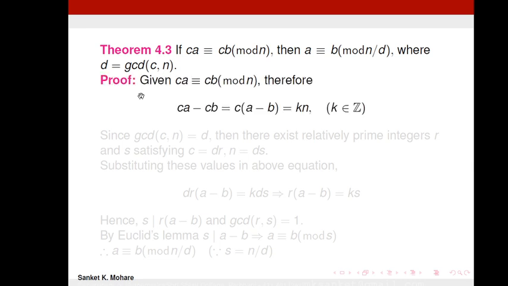Let's have the proof. What is given? ca is congruent to cb modulo n. Therefore, ca minus cb is equal to c times (a minus b), which is equal to kn. By the definition of congruence, we know that if a is congruent to b modulo n, then a minus b is equal to some k times n. So here ca is congruent to cb, so using that, ca minus cb is equal to kn for some integer k. So what we obtained is c times (a minus b) is equal to kn.